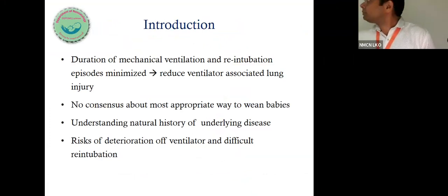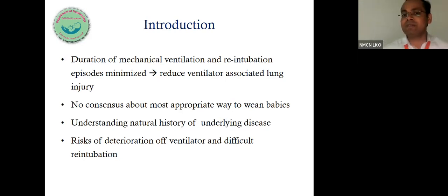So as we know, ventilation has been a boon for some babies, but it can also quickly turn into a curse because of repeated reintubations or prolonged duration of mechanical ventilation, which can lead to ventilator-associated lung injuries. So we need to reduce these. There is no consensus about the appropriate way to wean the babies. Either delaying the weaning or weaning too early, both can pose risk, and therefore understanding the natural course of the disease is very important. We need to weigh against the risk of deterioration on the ventilator and also in case of difficult intubation.